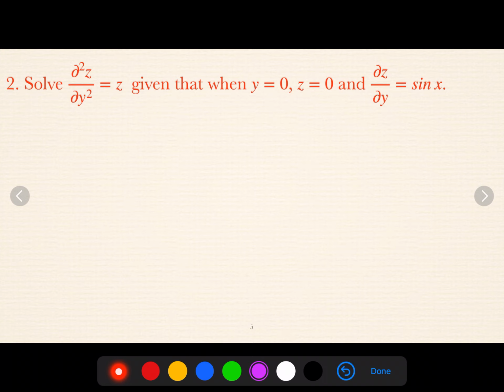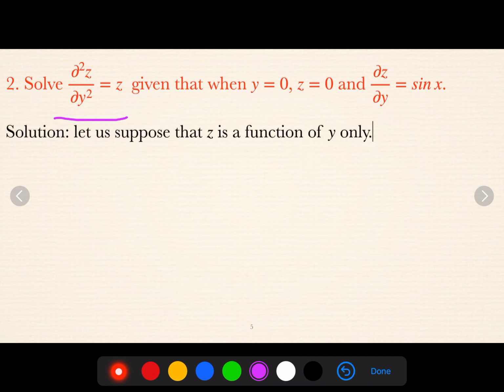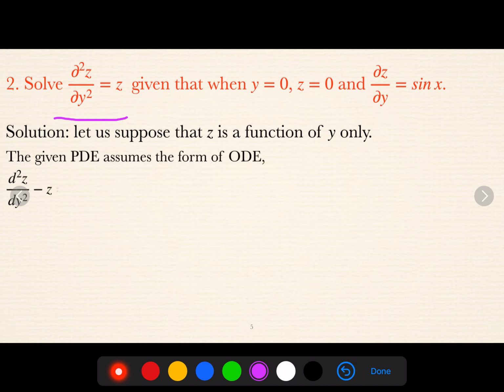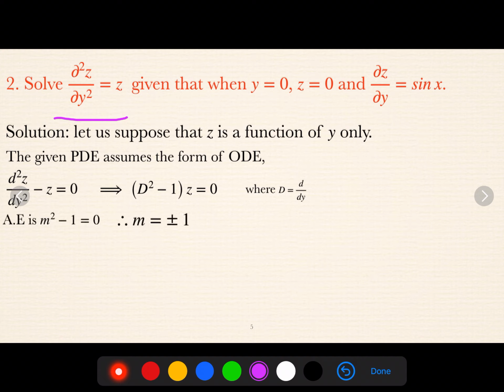Here the question is ∂²z/∂y² is equal to z. First identify whether it is homogeneous or non-homogeneous. There are two terms, both terms involving z, that implies that it is a homogeneous equation, and it is a function of y only. So, the given PDE is a function of y only. It will convert into an ordinary differential equation, d²z/dy² minus z is equal to 0. Introduce the operator D and write the auxiliary equation. We will get the roots as plus or minus 1.